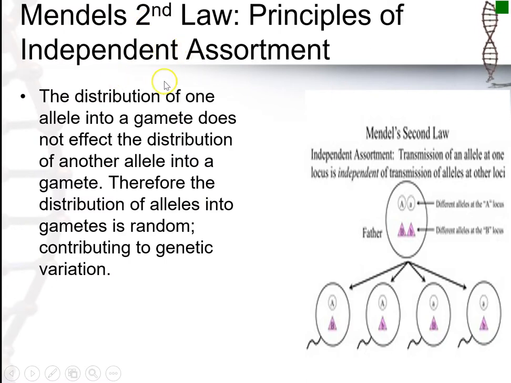Second law is the principle of independent assortment. The distribution of one allele into the gamete does not affect the other. So if we look at big A, big B, little b, this parent could donate big A and little b, or big A and big B, big A, little a, big B, or little a, little b. And this is random. So with two different alleles, there are all these different possibilities.